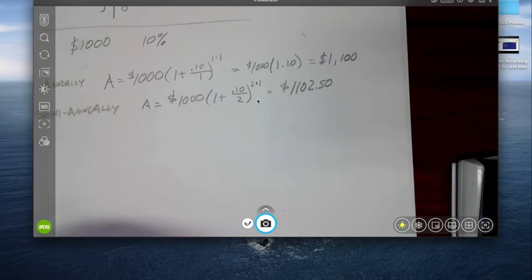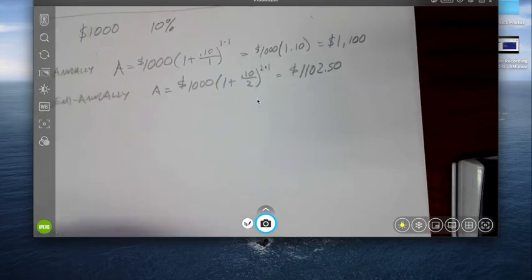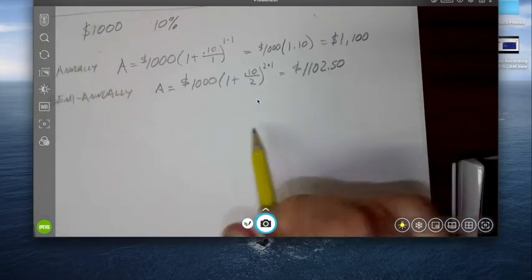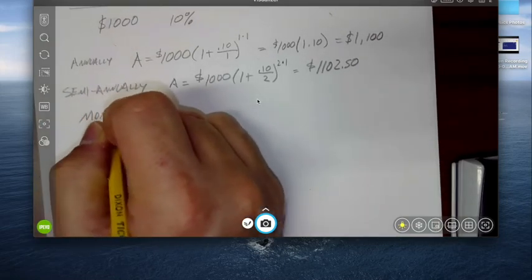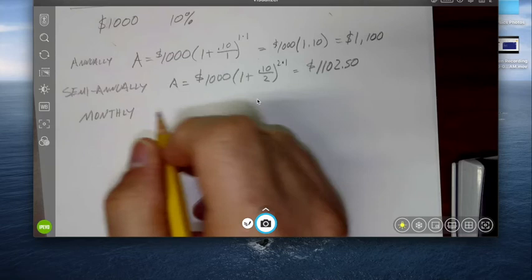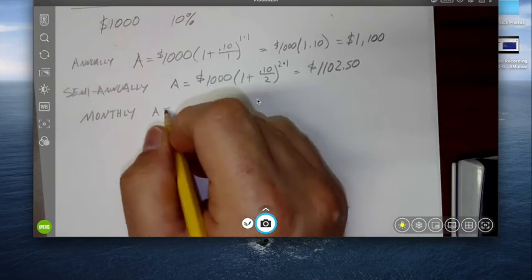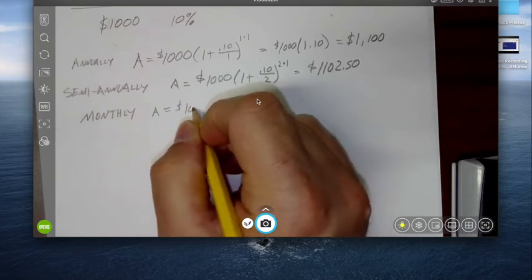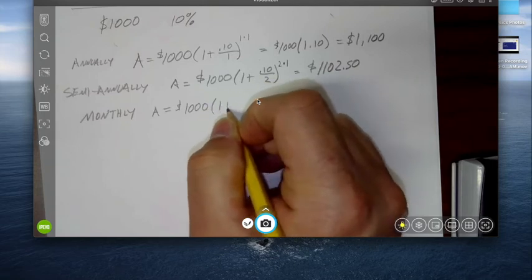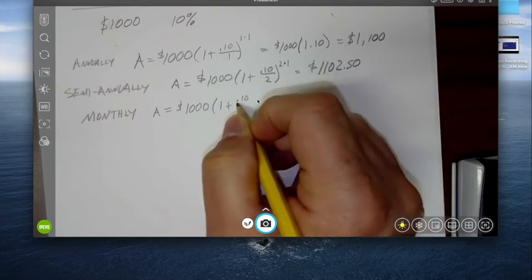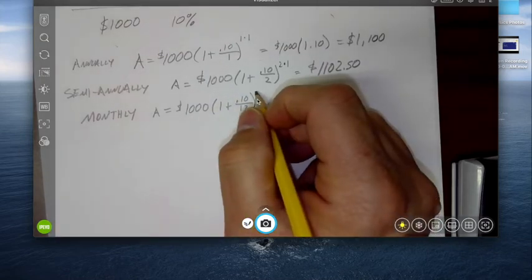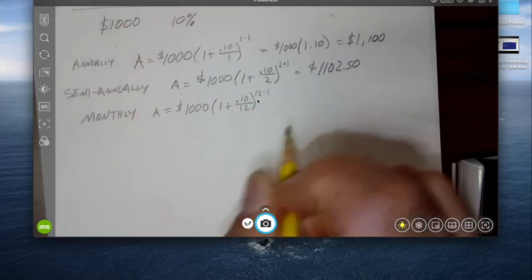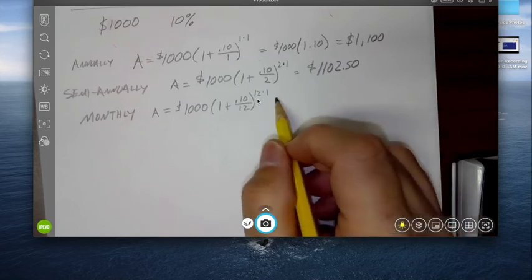So when we increased our compounding from once a year to twice a year, we got an extra $2.50. It's not a tremendous amount of money, but we didn't have to do any extra work to get that extra money, so that's always nice. Let's see, if we're doing monthly this time, now it's 0.10 divided by 12, raised to the 12 times 1, because we're still doing 1 year.